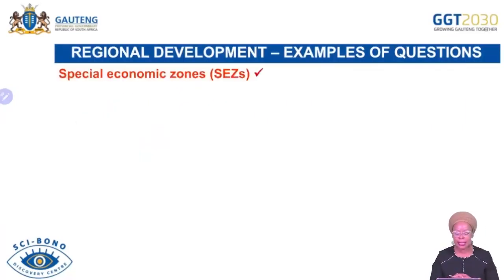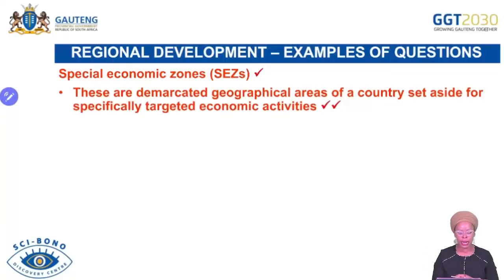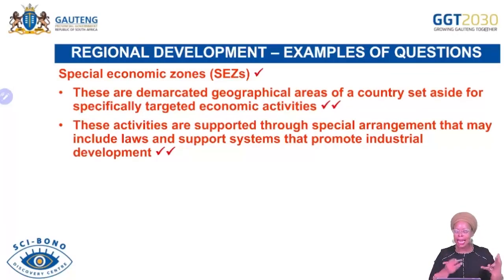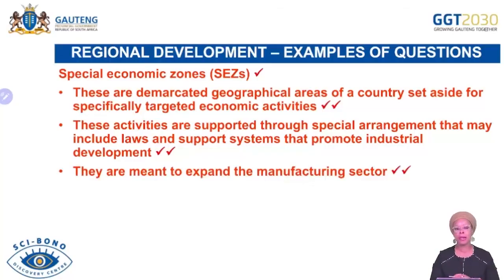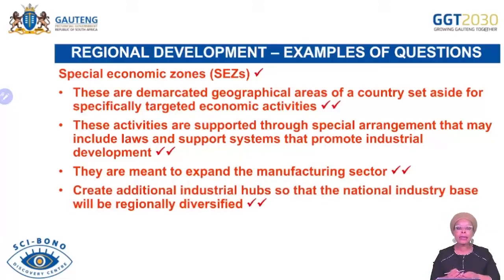Let's look at SEZ. The heading itself is 1 mark. You can see for yourself. The explanation is 2 marks. These are demarcated geographical areas of a country set aside for specifically targeted economic activities. These activities are supported through special arrangements that may include laws. Remember, there's an SEZ Act that was formulated in 2014 and it supports systems that promote industrial development. The SEZs are meant to expand the manufacturing sector. You can even mention that they manufacture goods for the local market and for the international market, and they lead to diversification of the economy.